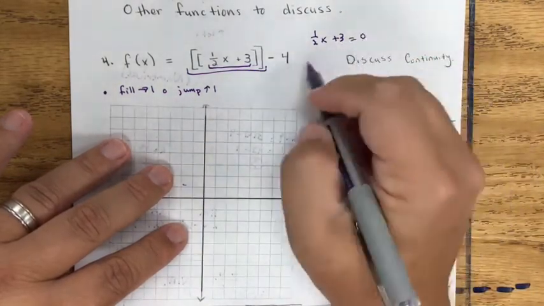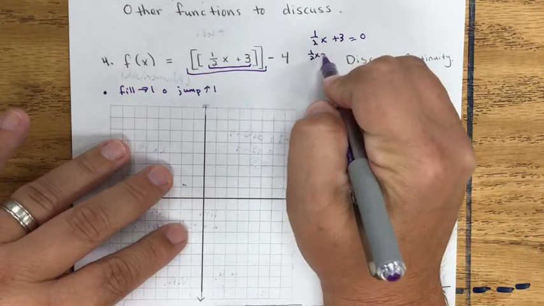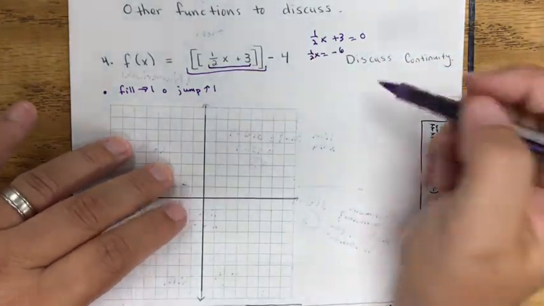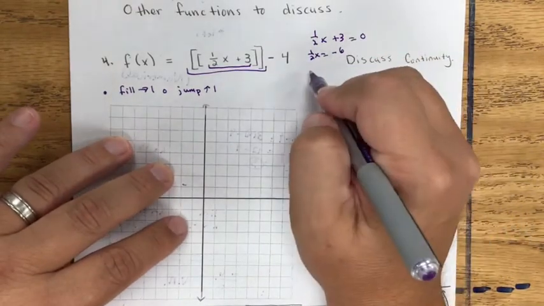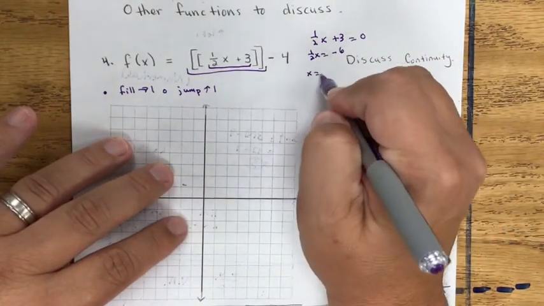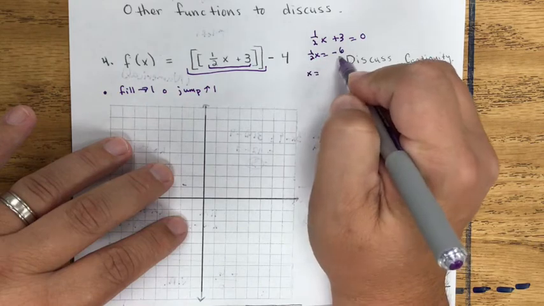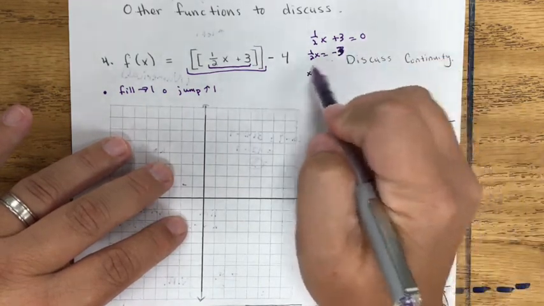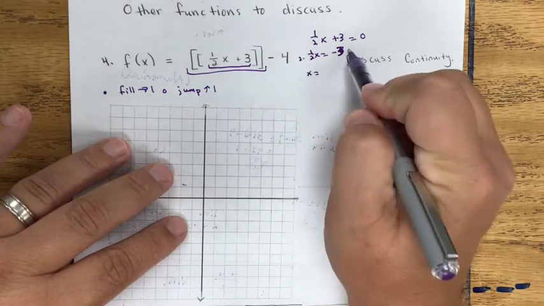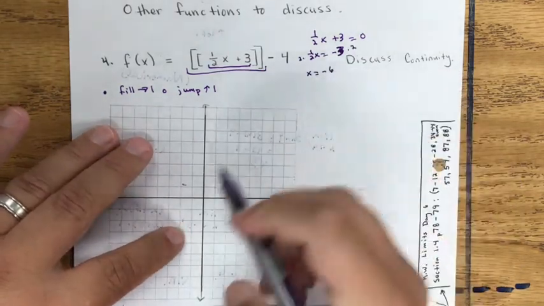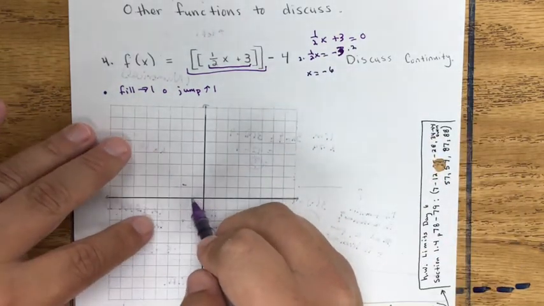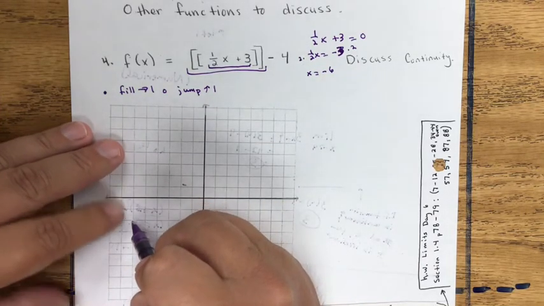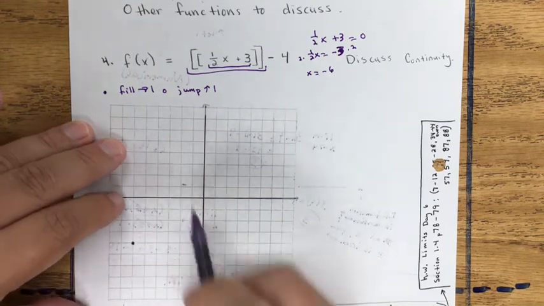Well, what makes 1/2 x plus 3 equal to 0? Well, if you subtract 3, you get 1/2 x equals -6. Okay, so x will equal what? -12? Or no. I skipped a step. 1/2 x equals -3. So then when we double both sides, x will equal -6. I said the answer. So we're going to go over 6, 1, 2, 3, 4, 5, 6 to the left, and down 1, 2, 3, 4. We'll put a dot there, solid dot.